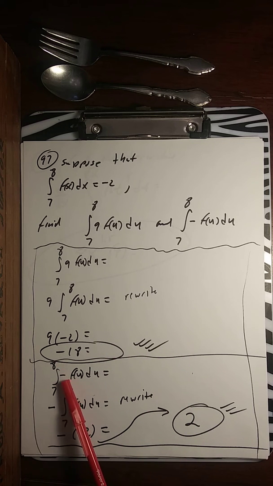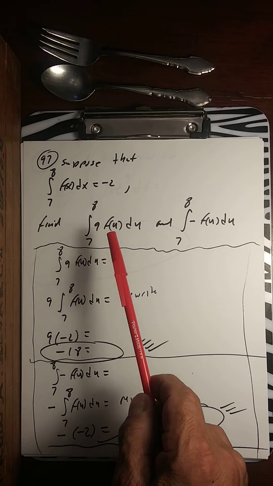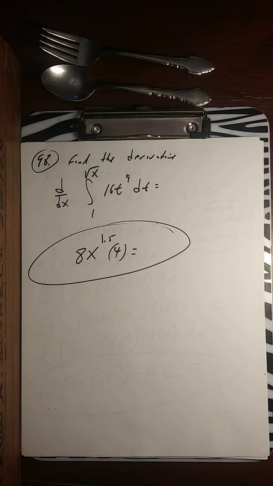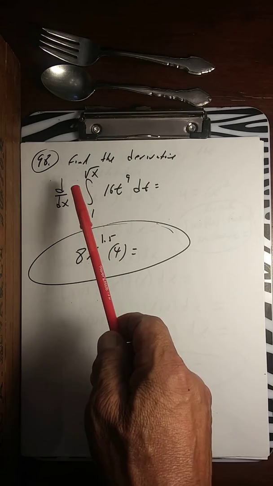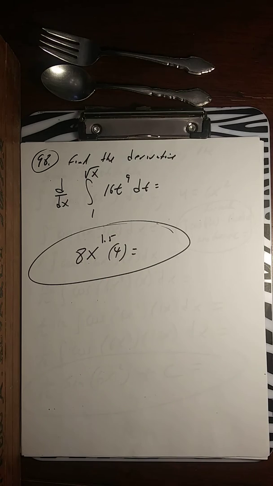The other one, from 7 to u, I minus this. Put the minus over here. We're left with 7 to 8 f of u. Negative of, what is this? Negative 2. So negative of a negative is a positive. Find the derivative of this. The derivative of this is just going to give you that answer right there.